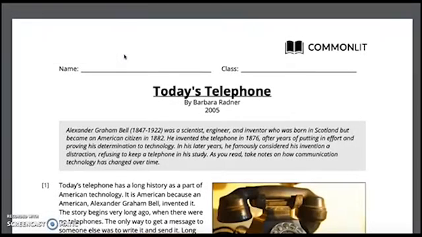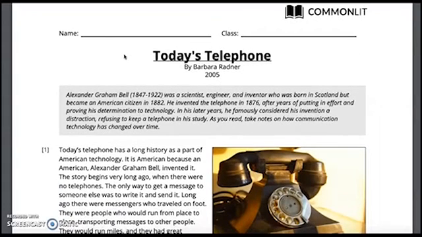Today's text is called Today's Telephone, and it's by Barbara Radner from 2005. Before we begin reading, they've given us this box here that we can look at for some additional information.